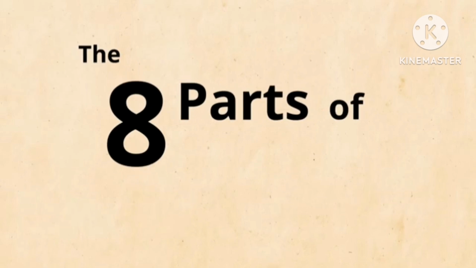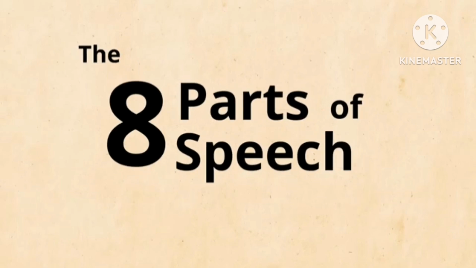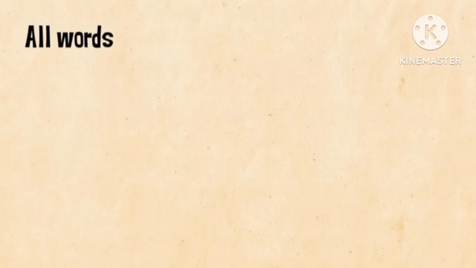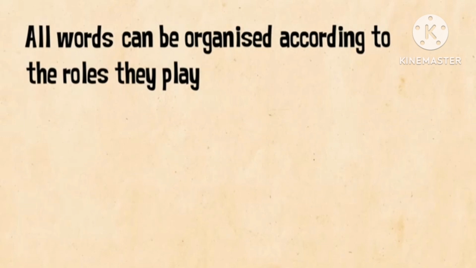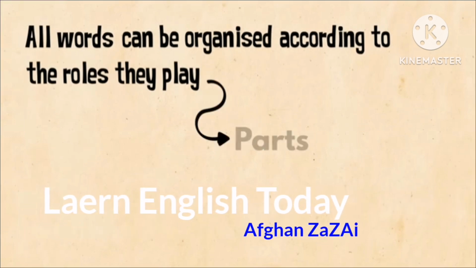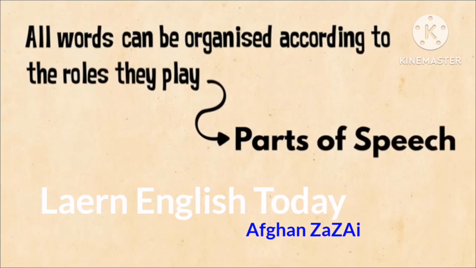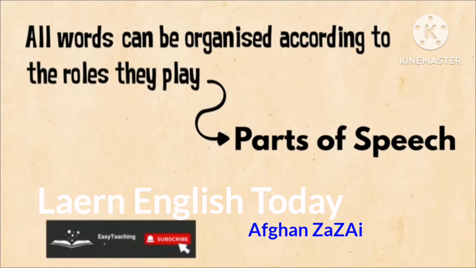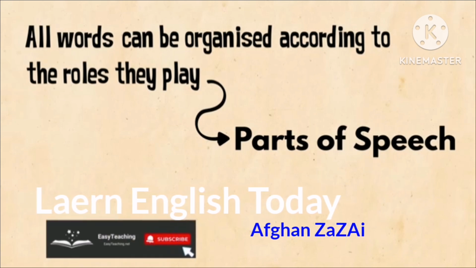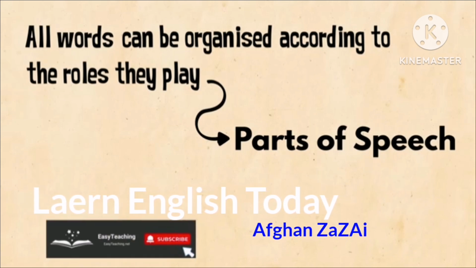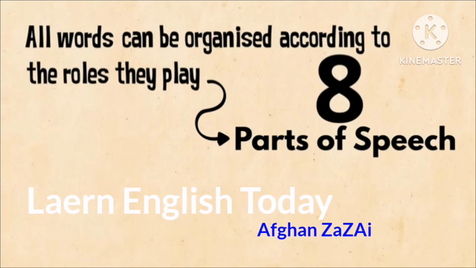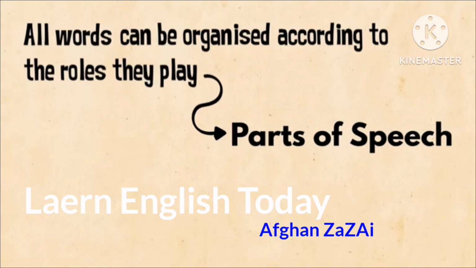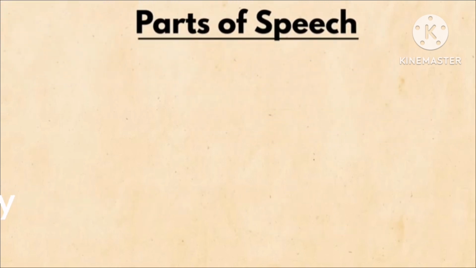The 8 parts of speech. All the words in the English language can be organized into groups according to the roles they play in a sentence. We call these groups parts of speech. Knowing how words function helps us to construct sentences. Words are generally categorized into one of 8 groups. In this lesson, we'll take a look at the 8 parts of speech.